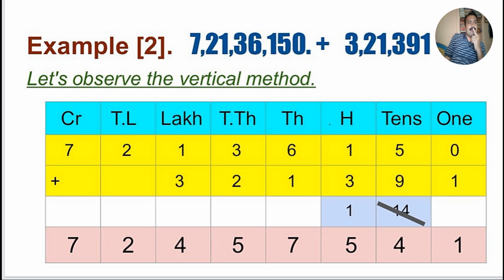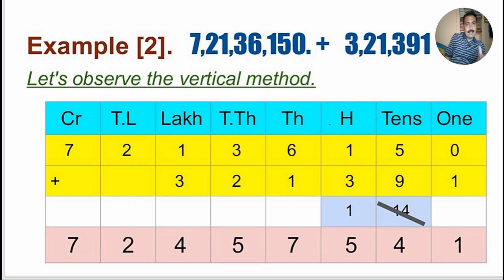Now let's move towards the 100 column. 1 plus 3, we get 4 there, and we make the carry into there, that is plus 1. So 4 plus 1, we got the answer 5. Now at the 1000 place, 6 plus 1, we get 7. At the 10,000 place, we got 3 plus 2 as 5 there. At the lakh place column, 1 plus 3, we got the answer 4.